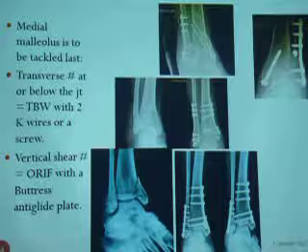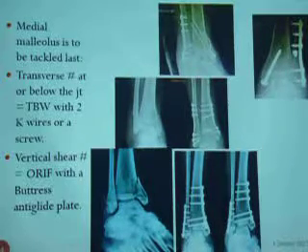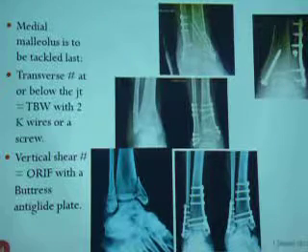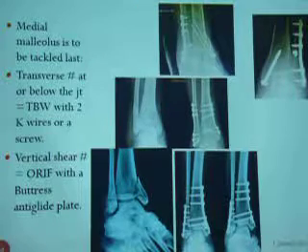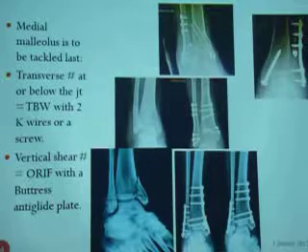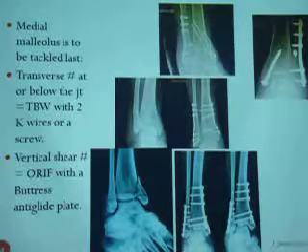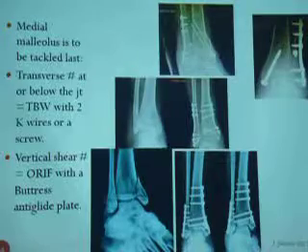Medial malleolus is the last to be tackled, and a transverse fracture at or below the joint level should be treated with a tension band wire, either with 2 K wires or a screw, a malleolar or a cancellous screw, which can be used to compress the fracture. A vertical shear fracture needs an open reduction with a buttress anti-glide plate, as seen in the X-rays below.